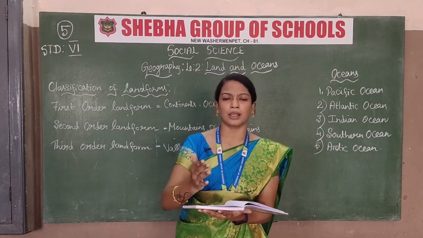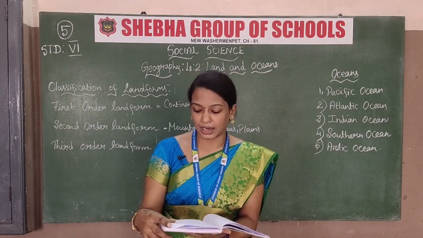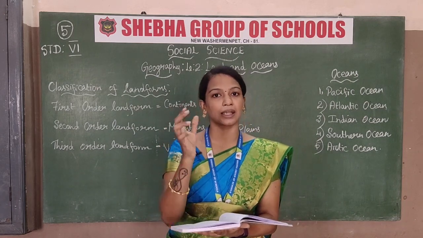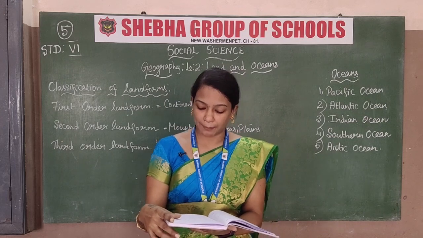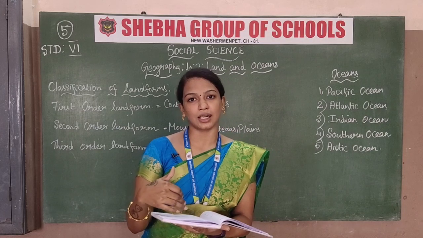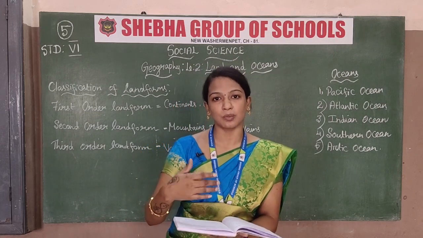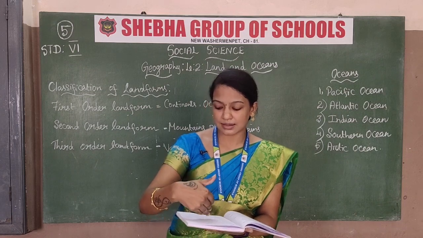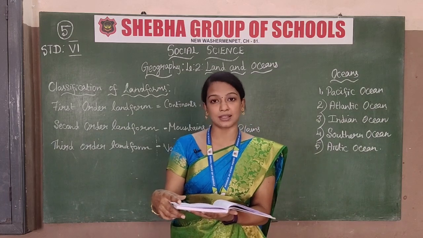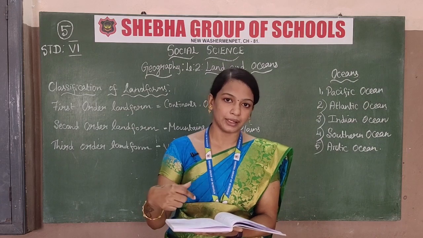It is bounded by North America, South America, Europe and Africa. The shape of the Atlantic Ocean is like an S, and it is the busiest shipping route between the eastern and western hemisphere. For shipping routes they mostly use the Atlantic Ocean. The Caribbean Sea and the Mediterranean Sea are the marginal seas.